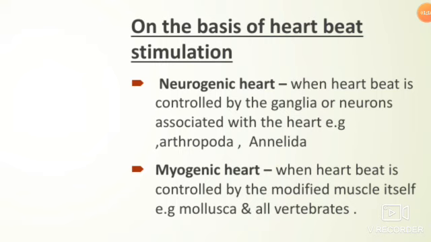Next one is myogenic heart. As the name suggests, myo stands for muscles. So in myogenic heart, the heartbeat is controlled by modified muscles itself, and those modified muscles are named pacemaker or SA node. The role of the nervous system is only to alter the beating rate. Alter means it may either increase or decrease the beating rate. So if the nerve supply is cut, the heart still continues to beat. So heart transplantation is possible in the case of myogenic heart.